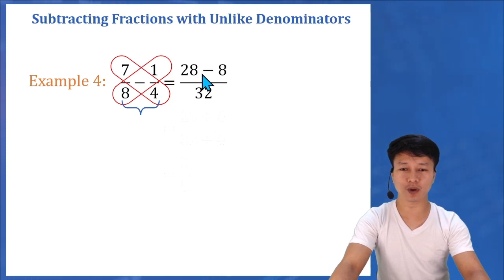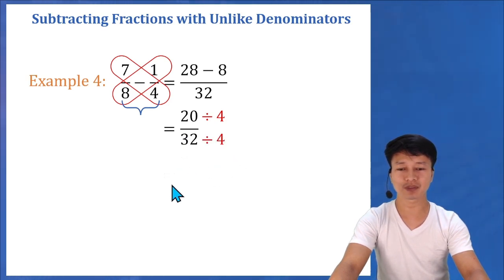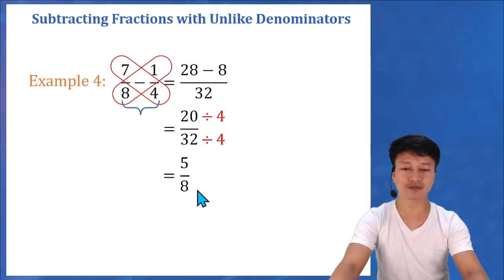And then simplify natin, 28 minus 8 is 20 over the common denominator 32. And as we can notice, 20 over 32 can still be simplified. So divide them by their greatest common factor which is 4 in this situation. So 20 divided by 4 is 5, over 32 divided by 4 is 8. And since 5 and 8 have no common factor, this is our final answer.